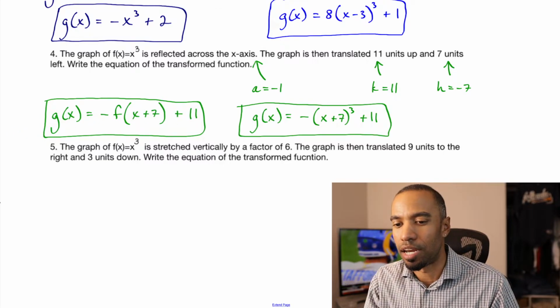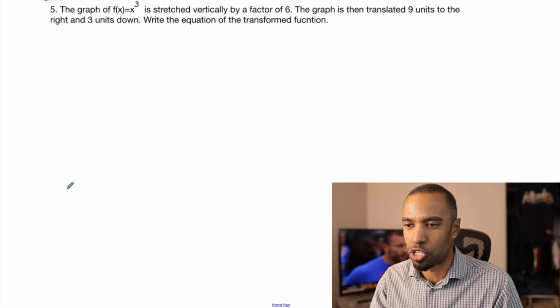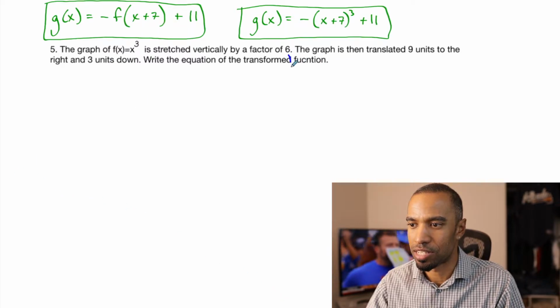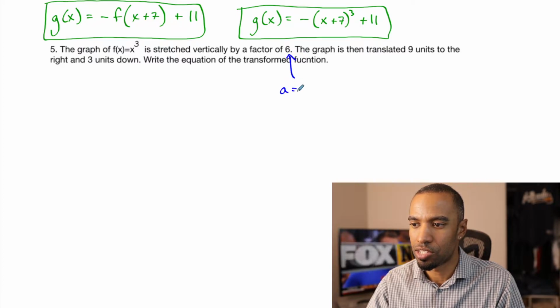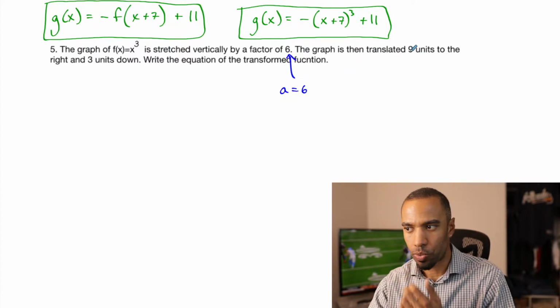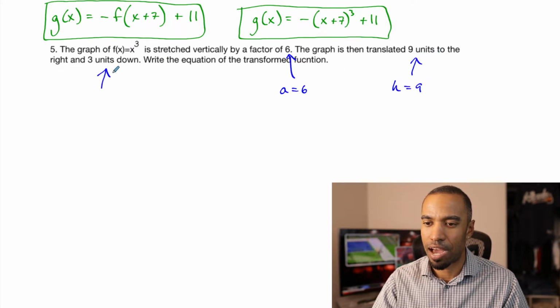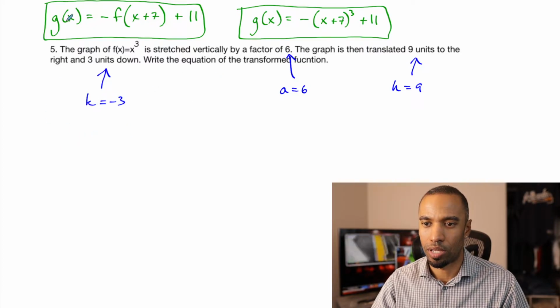All right, and number 5, the graph of f of x equals x cubed is stretched vertically by a factor of 6. That sounds like an a again, so a is 6 here. The graph is then translated 9 units to the right. That sounds like an h value of 9. And 3 units down, that sounds like a k value of negative 3. Write the equation of the transform function.